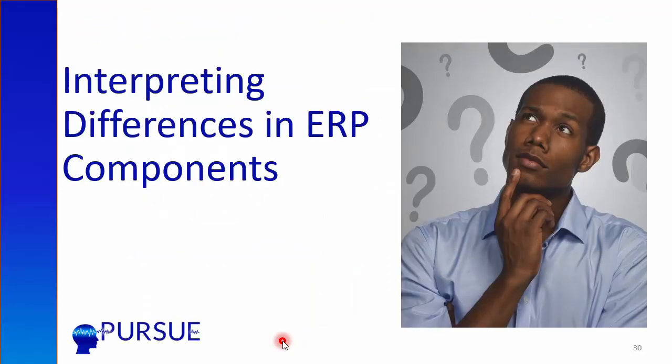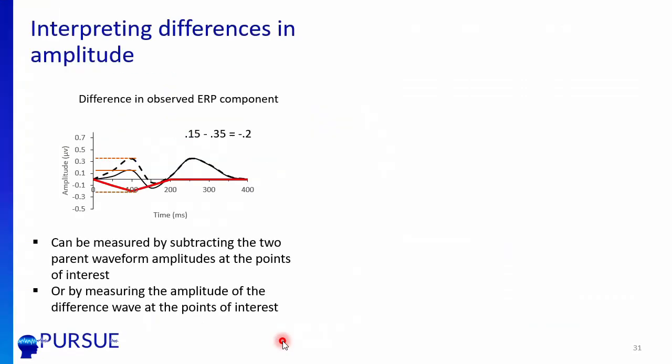So let's talk a little bit more in depth about interpreting differences in ERP components. One way our ERPs can differ is in their amplitude, right? The height of the waveform. Like in this slide here, you can see sort of subtracting the two amplitudes.